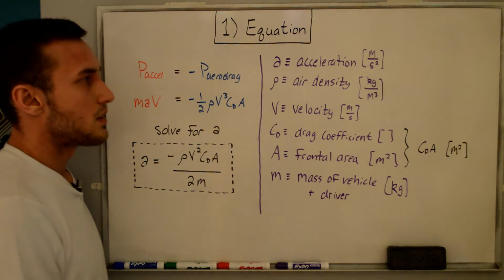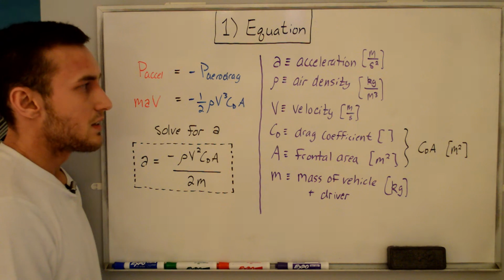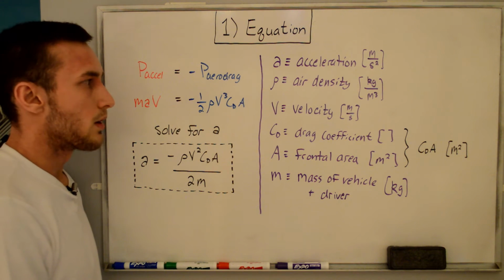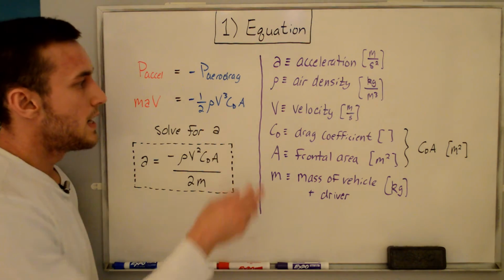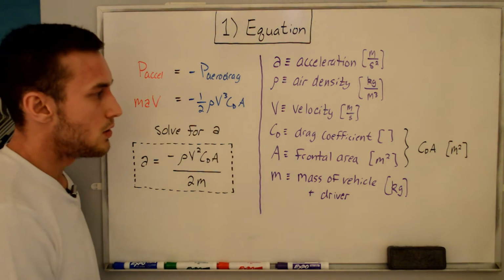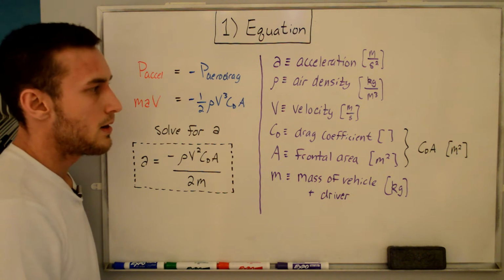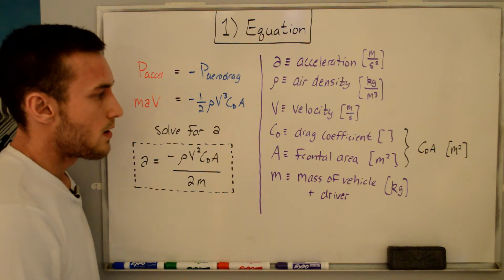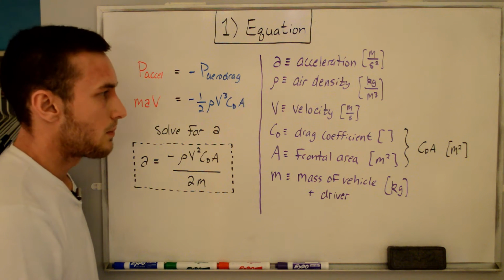Rho is the air density that we're driving through, in kilograms per meter cubed. V is the velocity, the instantaneous velocity, so we're going to be using the top speed of the car through a speed trap, and that's in meters per second, so we'll need to convert from kilometers per hour to meters per second. Cd is the drag coefficient, and it's unitless. That's why this is empty. A is the frontal area, it's a characteristic area, and that'll be in meters squared. And then m is the mass of the vehicle plus the driver, and that'll be in kilograms.